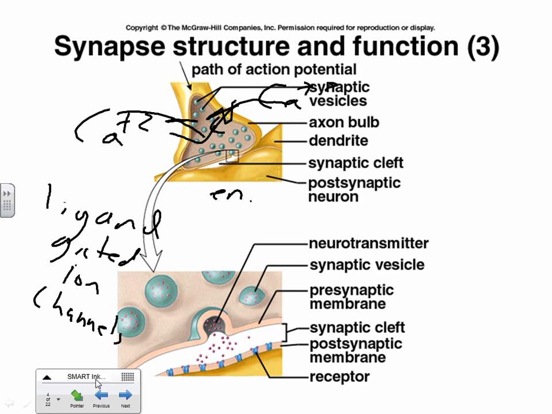And essentially what happens when those neurotransmitters bind, what do they cause to happen to those ion channels? They cause them to open. And when they open, what floods into this postsynaptic neuron? Sodium ions. That's the beginning of what? Of an action potential, the electrical signal.